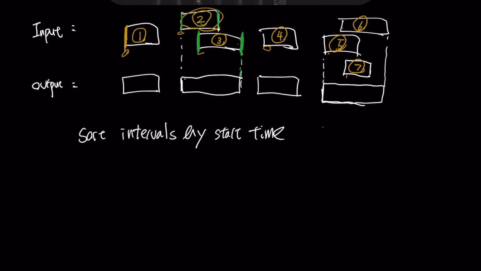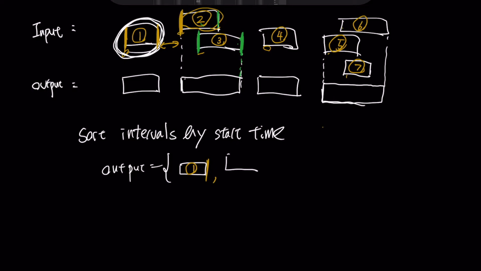To make the output, we look at this guy, and we have it in our output list. Current output, let's call it 1. 1's end and 2's beginning are not overlapping. So let me add number 2.